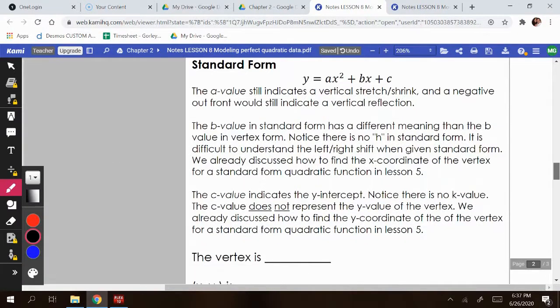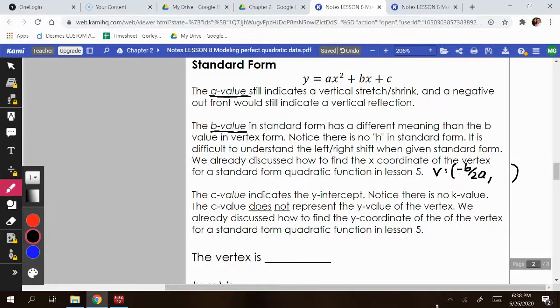Standard form is ax squared plus bx plus c. The a value still indicates the vertical stretch or shrink, and if there was a negative out front, that would still be a reflection, that would flip the graph. The b value is not the same in standard form as it is in vertex form. Please notice that in standard form there's no h value, so you don't know the left-right shift of the vertex. Remember, to get the x value of the vertex, we need to use negative b over 2a.